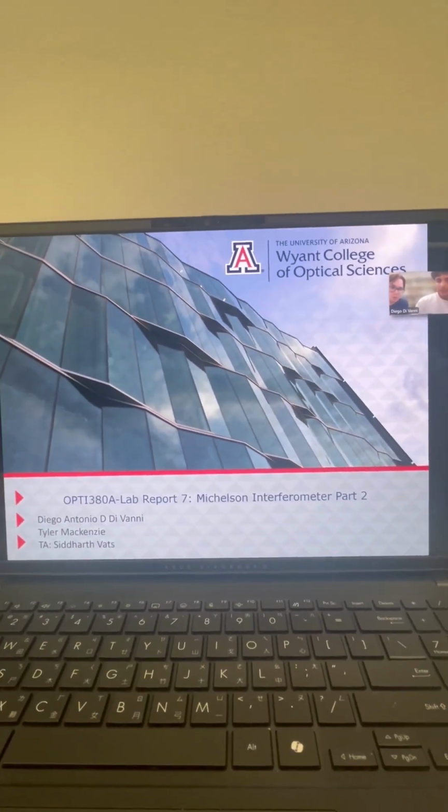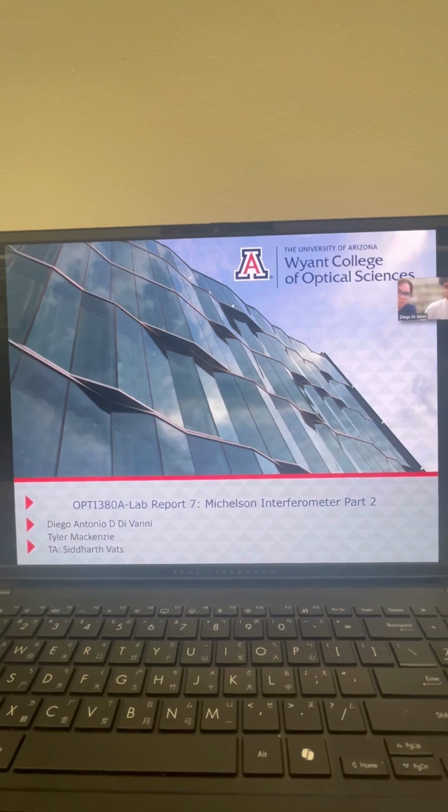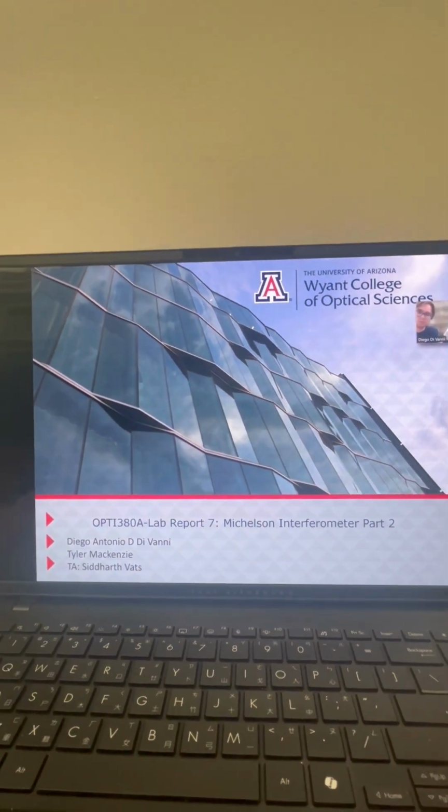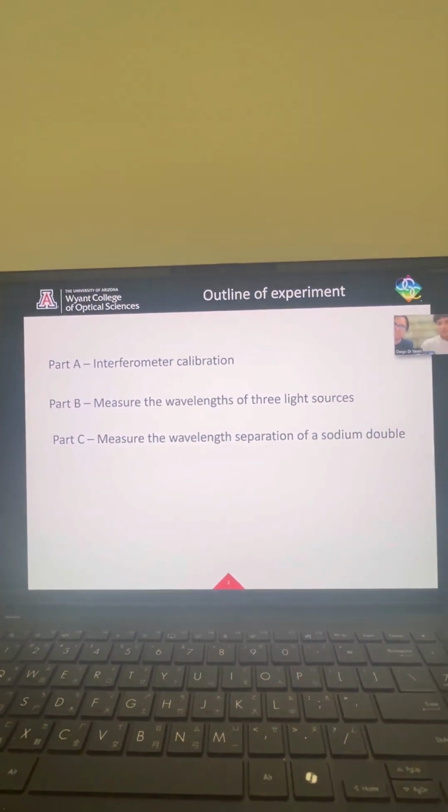This is our lab report number 7, which is the Michelson Interferometer Part 2. Our TA name is state-of-the-art. Let's get started. So this is the outline of the experiment.